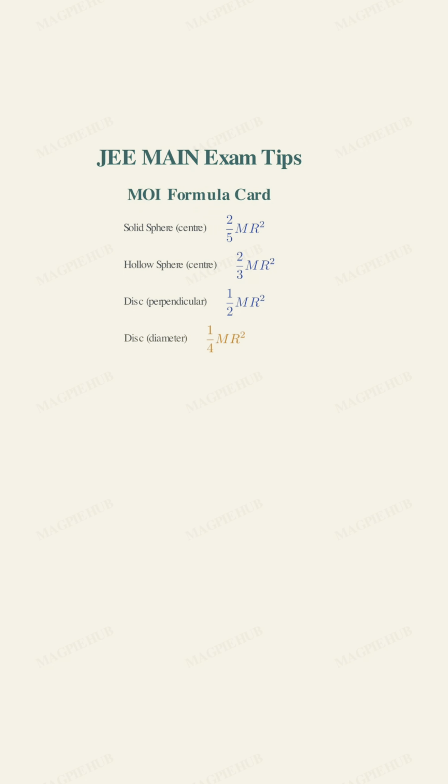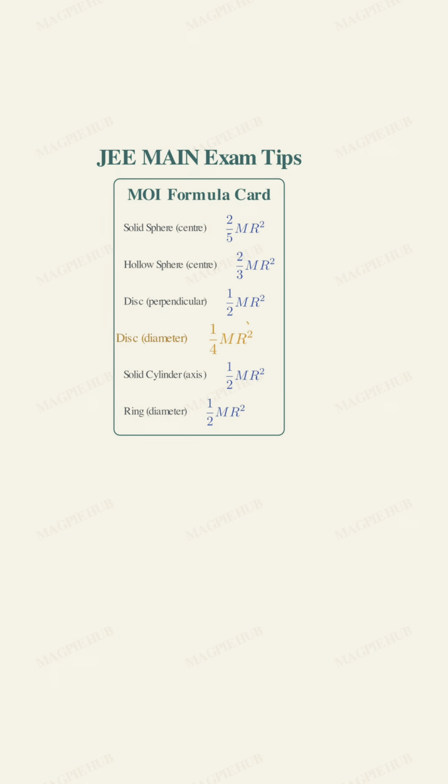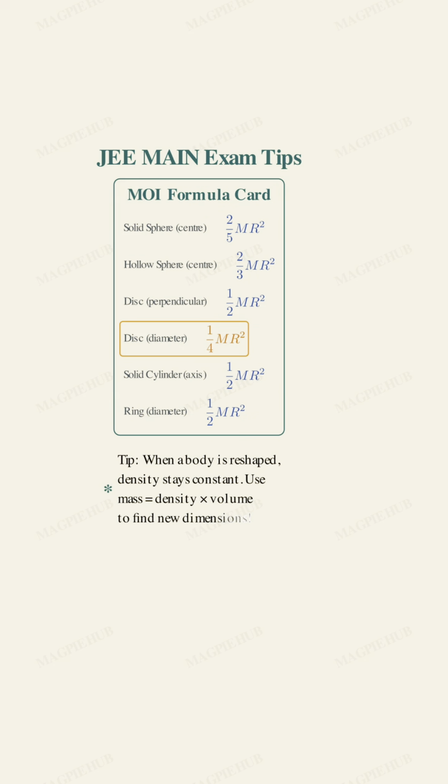Here are some exam tips. Memorize these moment of inertia formulas for common shapes. For a solid sphere about its center, it is 2/5 mr squared. For a hollow sphere, 2/3 mr squared. For a disk perpendicular to its plane, 1/2 mr squared. And critically for this problem, for a disk about its diameter, 1/4 mr squared. Also remember, when a body is reshaped without losing mass, the density remains constant. Use mass equals density times volume to find new dimensions.